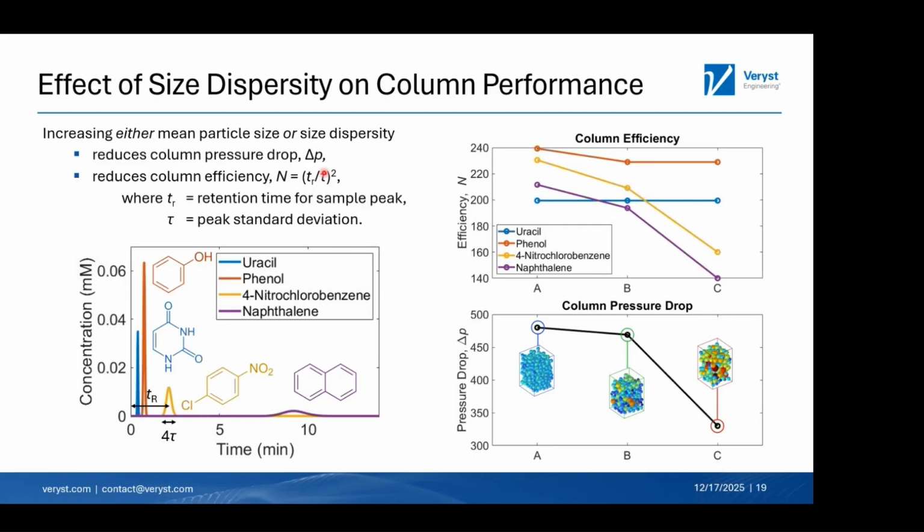Again, the efficiency is the ratio of retention time over the standard deviation of the band. If you increase polydispersity, this has an effect also, both reducing the pressure drop and reducing efficiency. It has a more significant effect on efficiency. On the pressure drop, the main factor of importance is the average size in the bed, not the size dispersity.